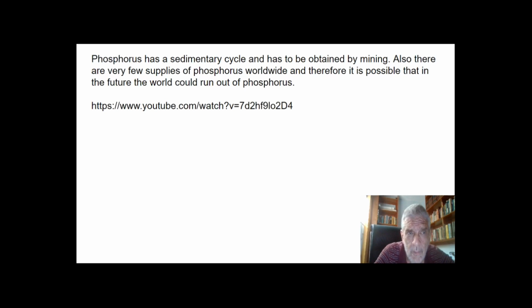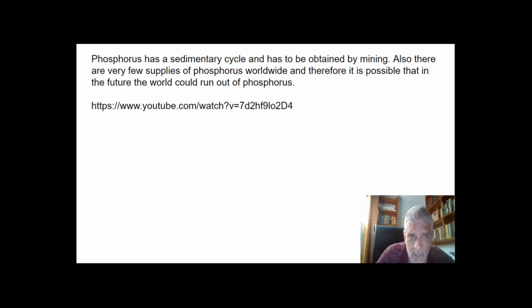And the next one is phosphorus. Phosphorus has a sedimentary cycle, and therefore it has to be obtained by mining. And there are few supplies of phosphorus worldwide. And therefore it's possible the world could run out of phosphorus.